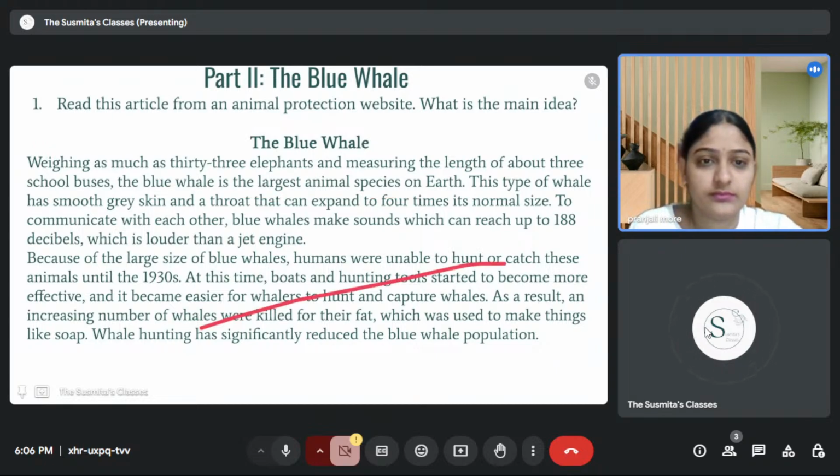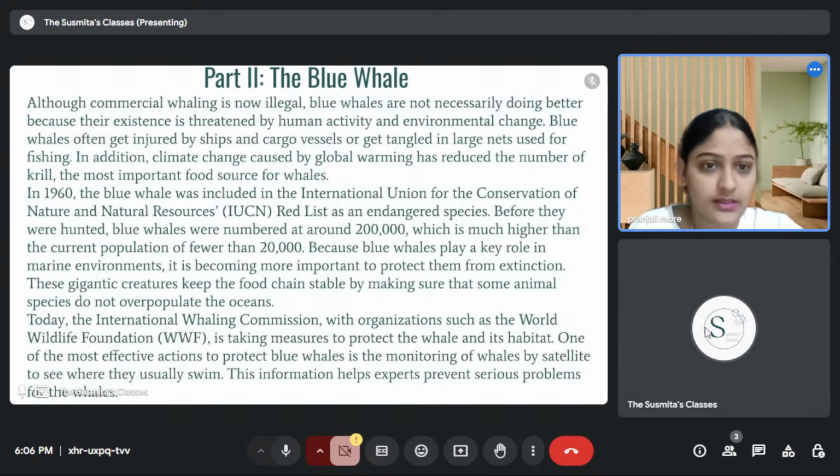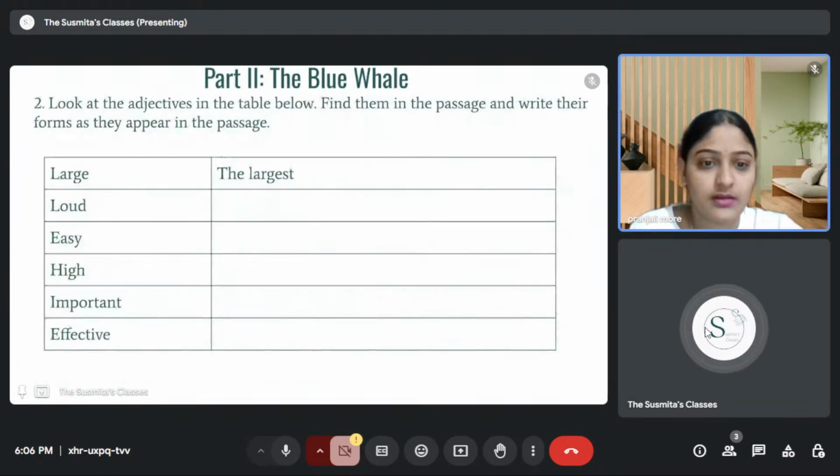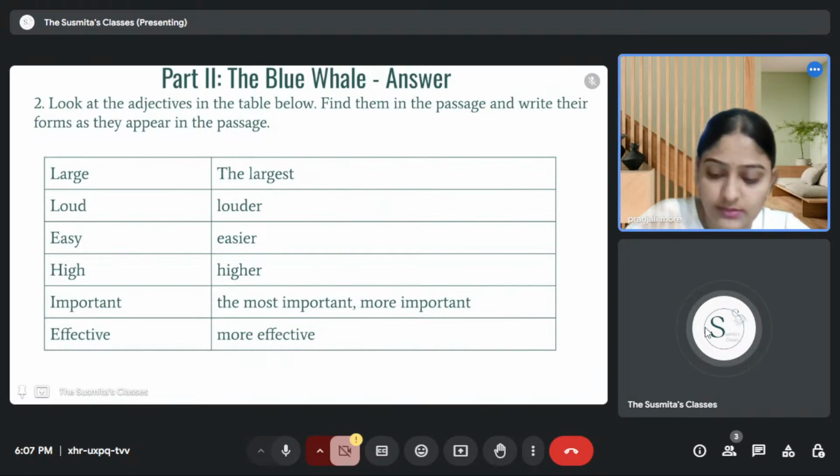Okay, did you find one? Did you find all of them? Okay, check your answer now. Okay, loud, louder has been used. Easy, easier has been used. High, higher has been used. Important, the most important, and the more important. The more important has been used. Effective, more effective has been used.